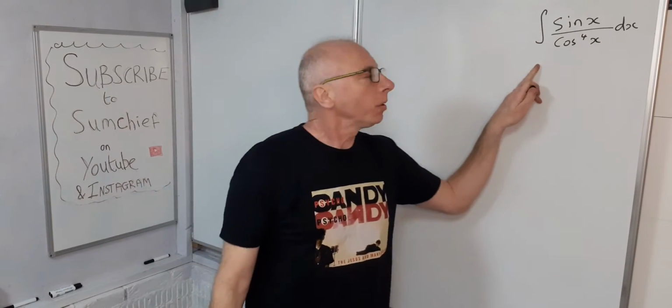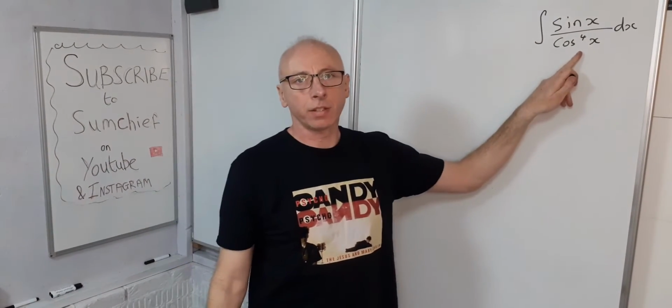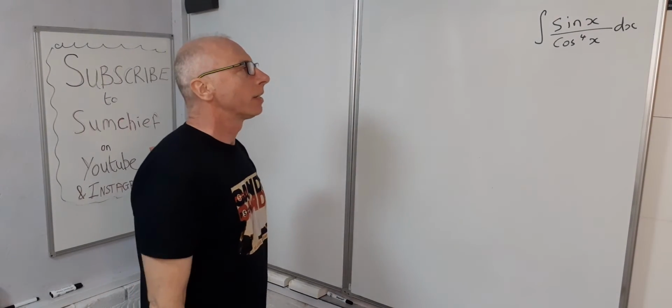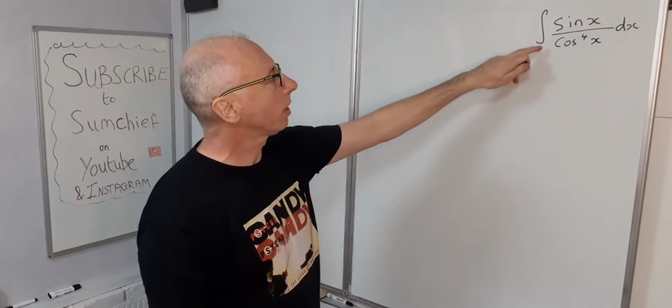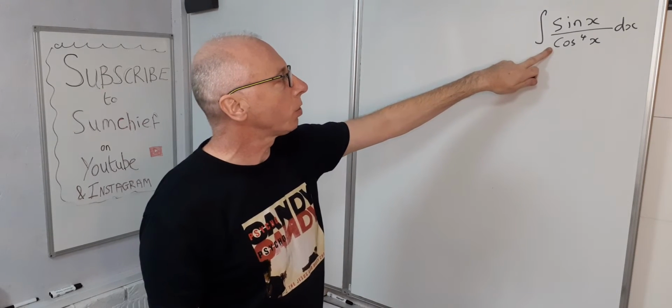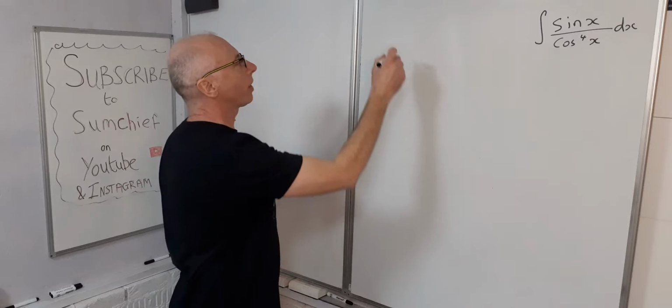Okay, so in this video we're going to integrate sine of x divided by cosine to the power of 4 of x, dx. So how are we going to start with this? Well, sine and cosine go well together when doing a u-substitution. So let's just have a little look at that.